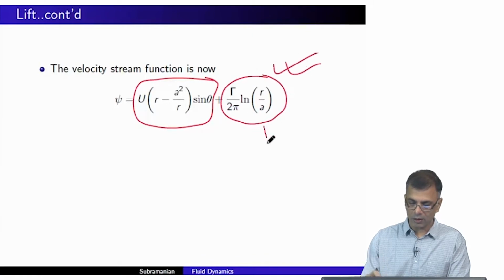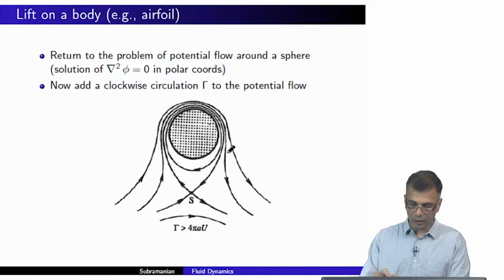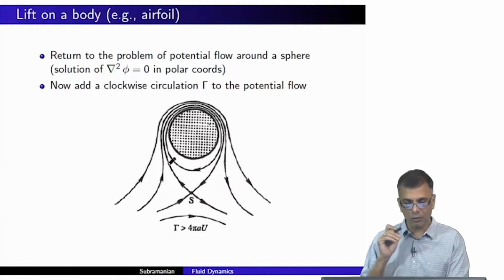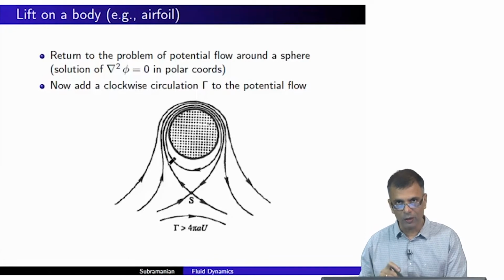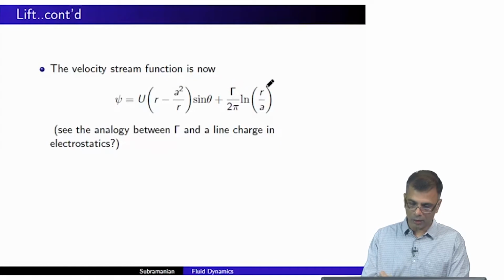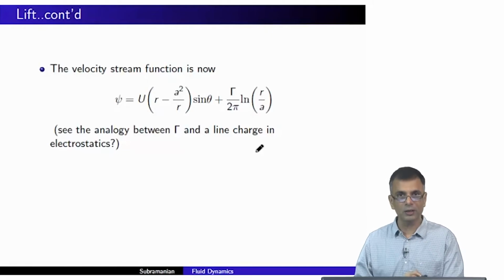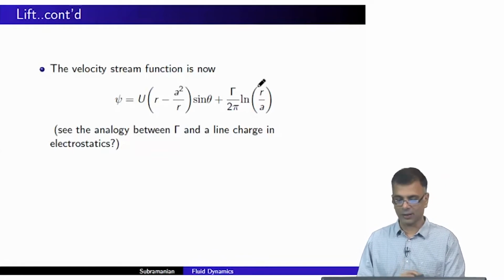So this is what is new now, due to the fact that we have added this kind of clockwise circulation to the already existing potential flow. So that's the new piece we've added. And notice the analogy between this gamma term and a line charge in electrostatics. Remember, the potential due to an infinite line charge looks exactly like this. There's a logarithmic dependence on r. So the analogy is exact.